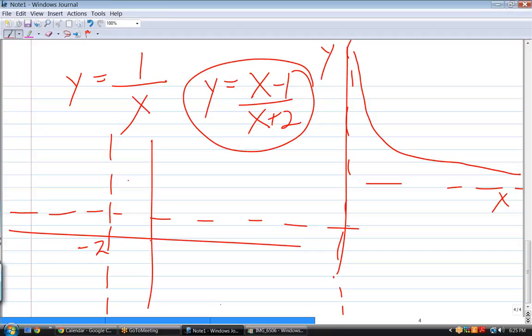If I plug in 0 for x, which is right here, and I end up here, then I know I'm in first and third. If I plug in 0 for x and I end up below, then I'm in second and fourth. Okay. What do you get when you plug in 0? Plug in 0 for x. What do you get? What is y?